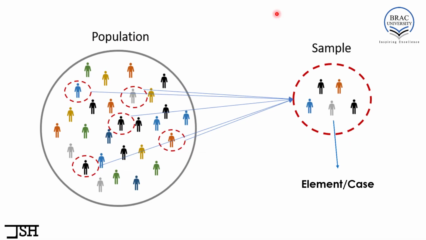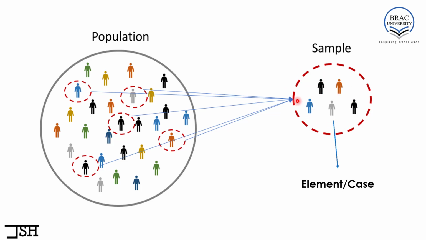Let me explain this with the picture again. So here is the population. From this population, we picked 5 people, and these 5 people together was called my sample. Now, within these 5 people, every single person individually is called an element or a case. So this person is an element, this person is another element, this person is another, and finally this person is also an element or a case. So we have 5 elements or 5 cases here.